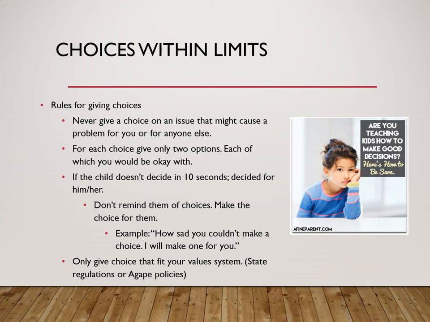But when we learn how to make those choices and understand that there can be negative as well as positive consequences to our actions, that becomes easier for us as we get older. So we have some basic rules for giving choices. Never give a choice on an issue that might cause a problem for you or for anyone else. So what kind of choices would that be that you might give?